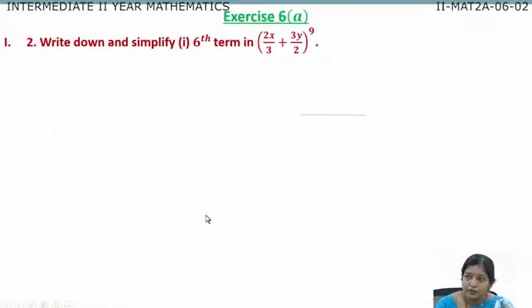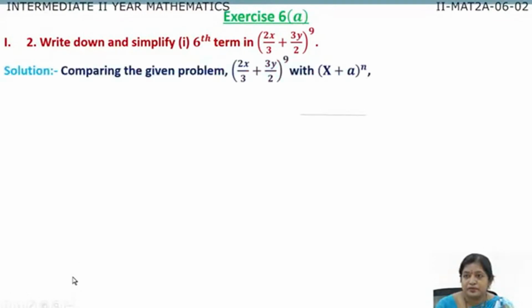So we will do one more problem from exercise 6A. Write down and simplify the sixth term in (2x by 3 plus 3y by 2) to the power of 9. So the given problem is (2x by 3 plus 3y by 2) to the power of 9. Comparing this with (x plus a) power n, we will get the x value as 2x by 3, the a value is 3y by 2 and n value is 9.